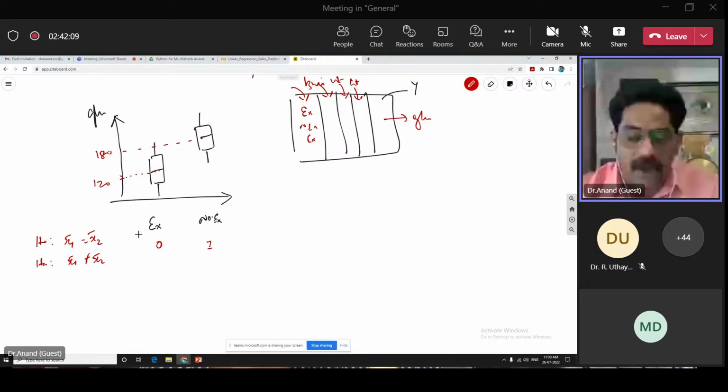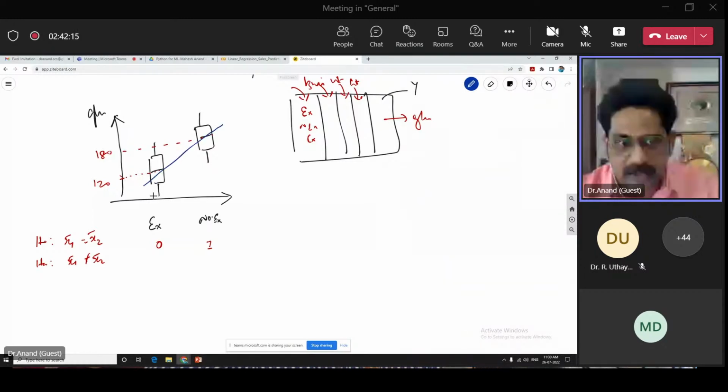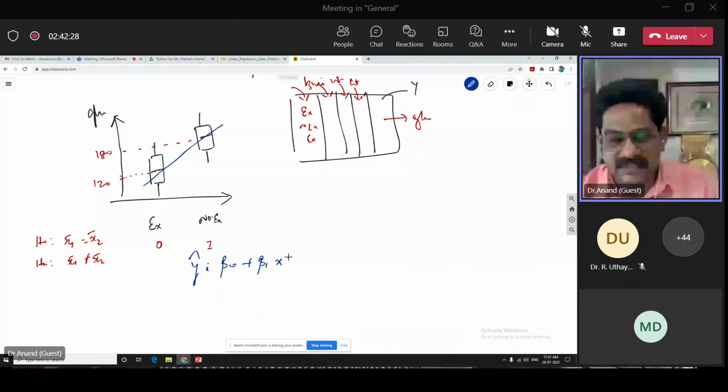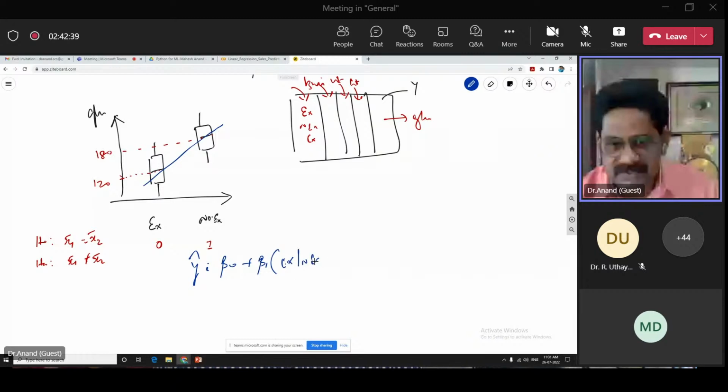So how is the linear regressor model capturing this difference? This time it has to fit a slope for a categorical variable. So y cap is equivalent to beta naught plus beta 1 x. This time, what is your x? Exercise or no exercise. So your exercise habit is your independent variable.